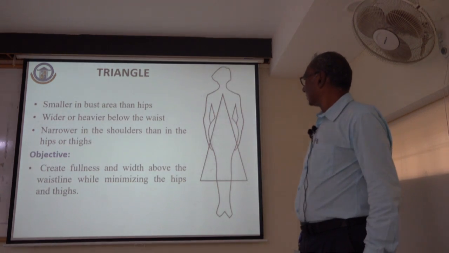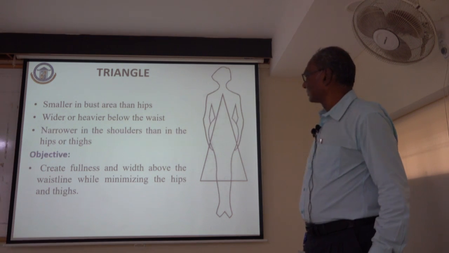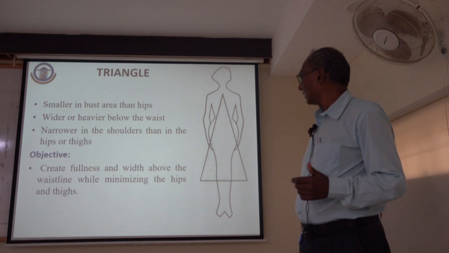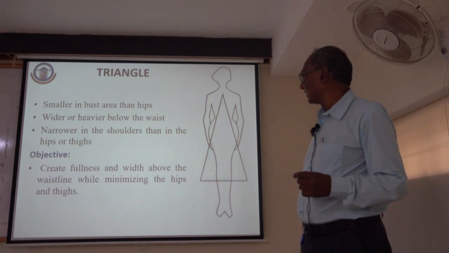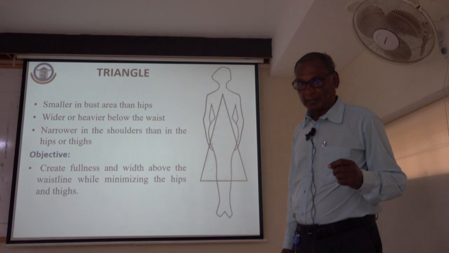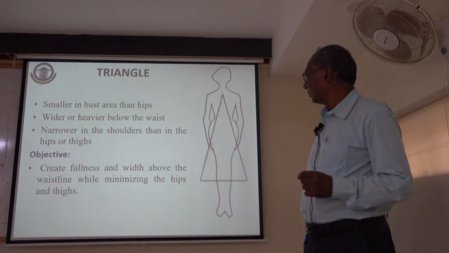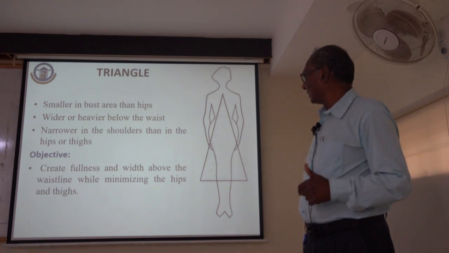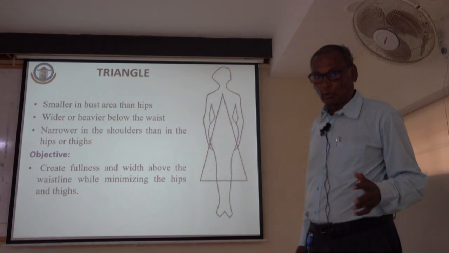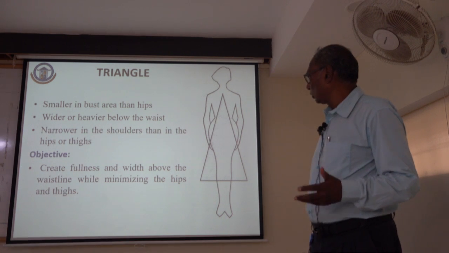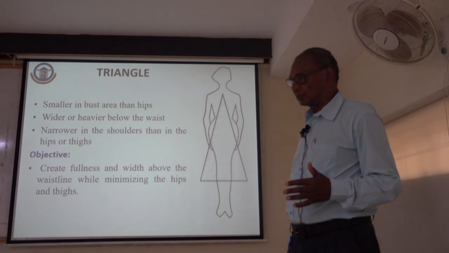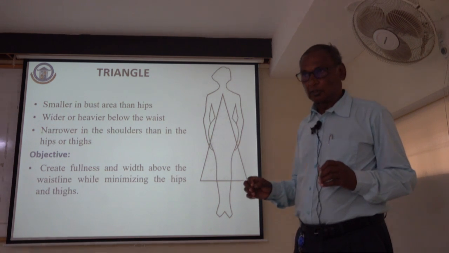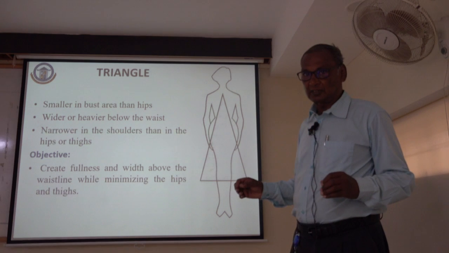Triangle. So here you have a triangle type. That is the top half of the body, the shoulder and the chest, is much smaller than the hips. So the hips are wider below and the chest is smaller. The bust is smaller than the hips, so it is wider or heavier below the waist, with narrow shoulders in the hips or thighs. This also is a normal structure we see.